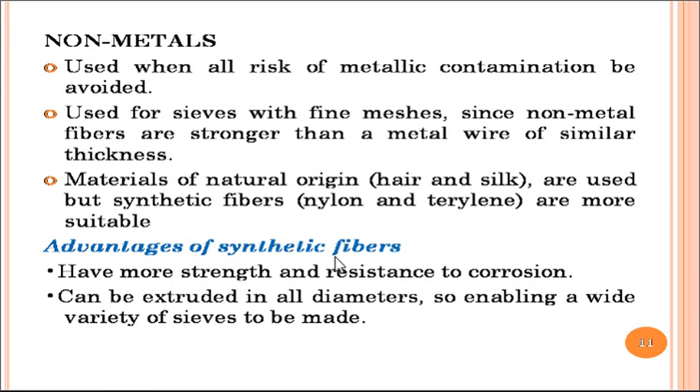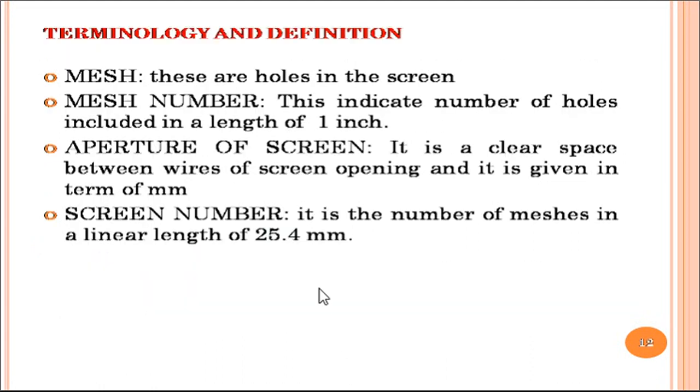Some of the non-metal materials are of natural origin, like hair and silk, which are specifically used. Sometimes synthetic fibers, as I told you, like nylon and terylene, are used. They are used because they have good strength, resistance to corrosion, and can be extruded in all diameters, enabling a wide variety of sieves to be made. So these materials will give it.